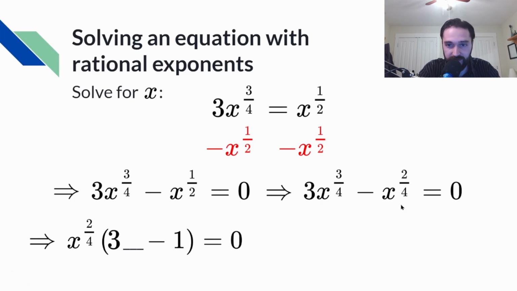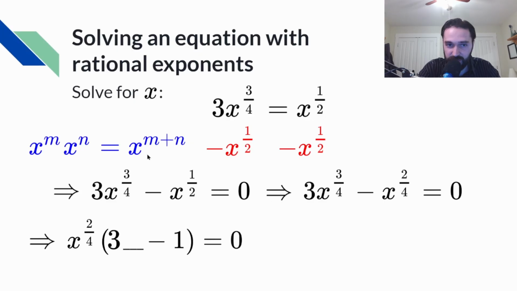Remember, when you pull out a factor like this, it's essentially a reverse distributive property. So x to the 2/4 times 3 times something, when we distribute, gives us 3x to the 3/4. And when we multiply x to the 2/4 times -1, that gives us negative x to the 2/4. So the question is, what do we need to put in this blank here? What goes in this slot? How do we get from x to the 2/4 to x to the 3/4?